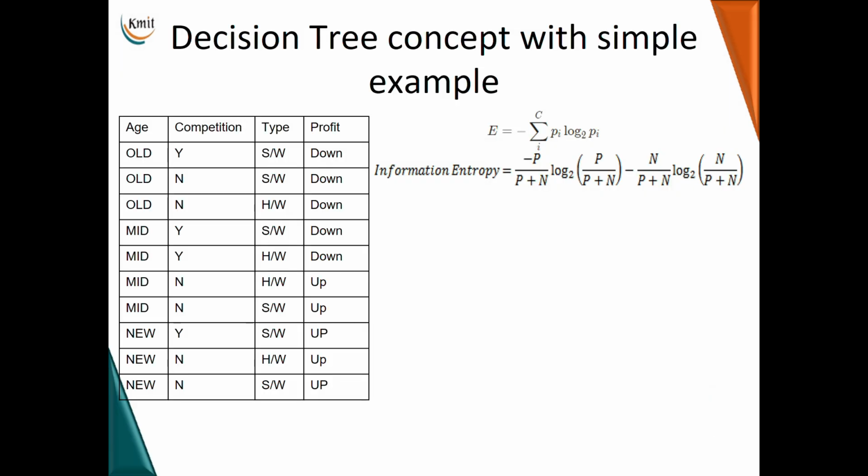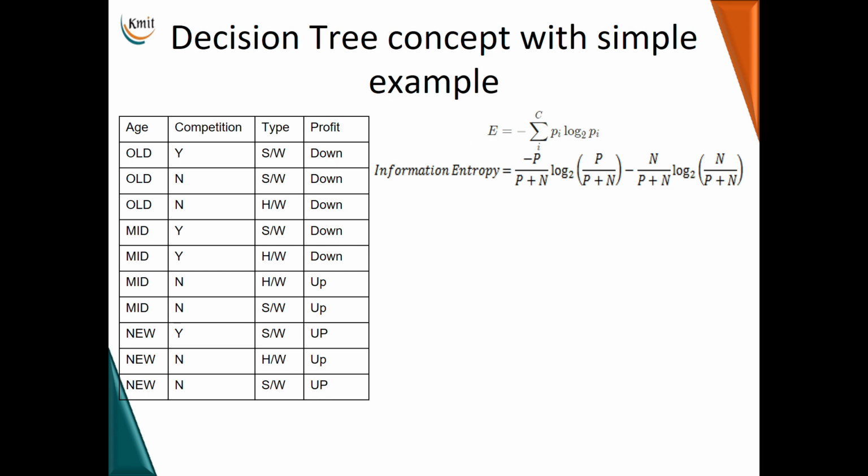Now, let's see a simple example of a decision tree. I have a problem with age, competition, type and profit. These are the attributes I have. In age, I have old, middle and new. In competition, I have Y, N, Y, N, Y, N, N. What are these Y and N? Yes is participating, and N is not participating.